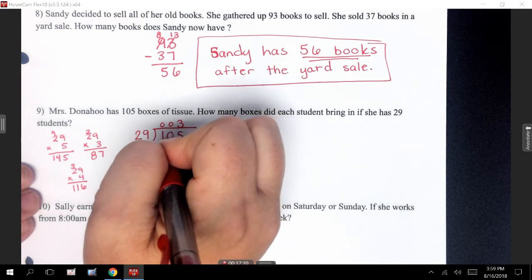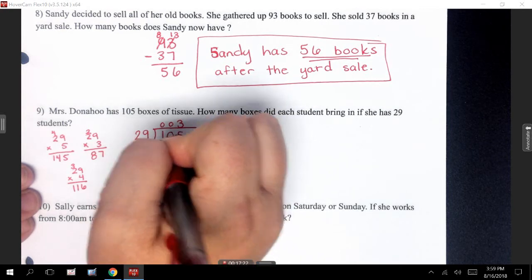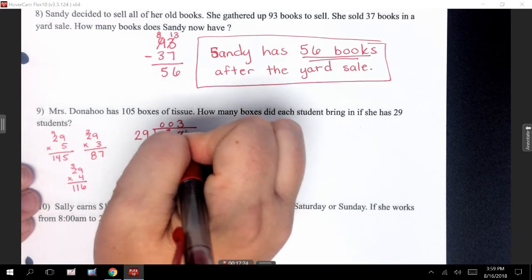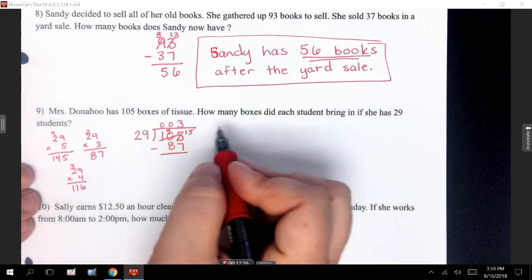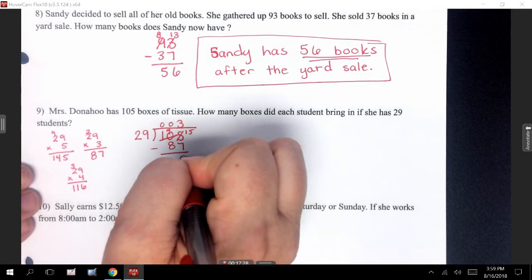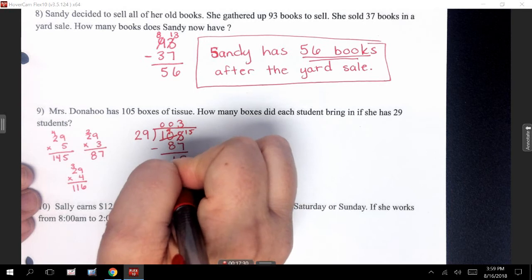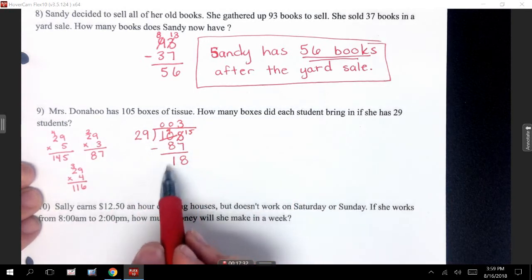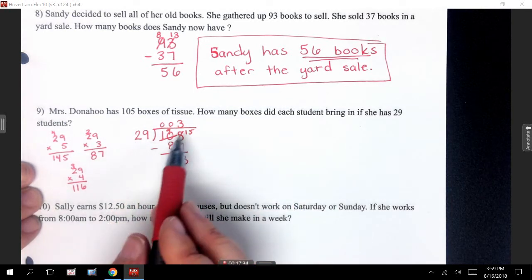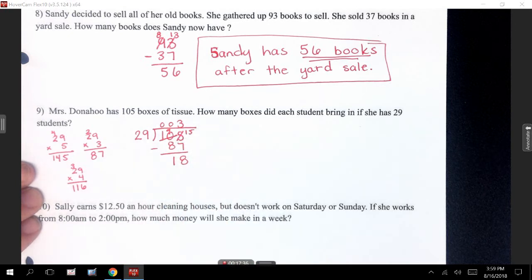When I subtract, I am going to have to borrow. So I'm going to borrow from 10, making that a 9, and my 5 a 15. So 15 minus 7 is going to be 8. 9 minus 8 is 1. So I have 18, and what this shows me is 18 is smaller than 29. Again, just double checking, making sure 3 was our best choice.